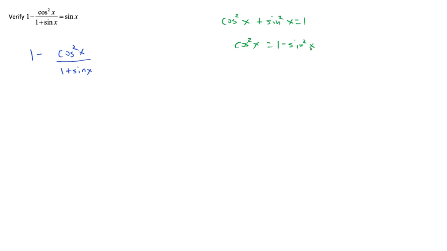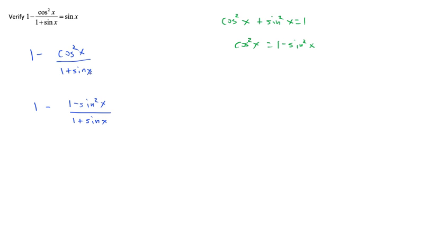Now, just a little note here. There are always multiple approaches. So I'm not saying that this is going to work every single time, but it's always good to try. So let's rewrite that. Let's substitute cosine squared x with 1 minus sine squared of x over 1 plus sine of x.